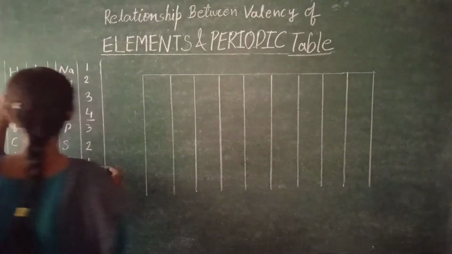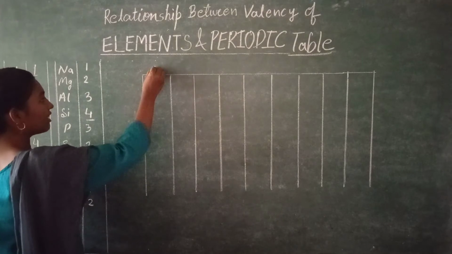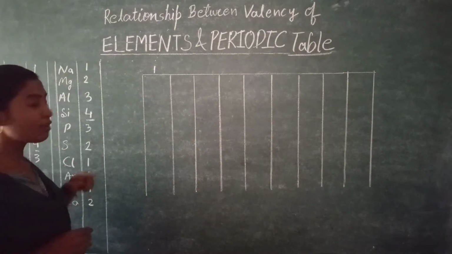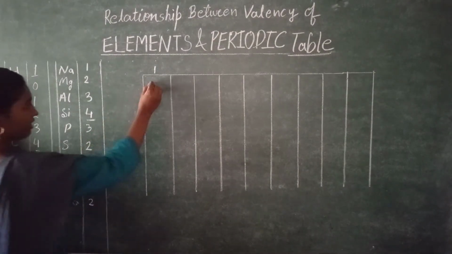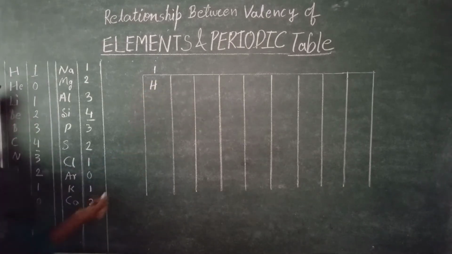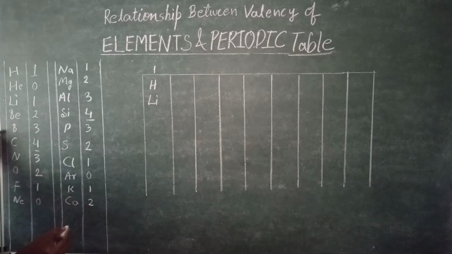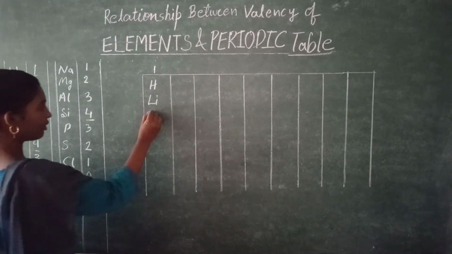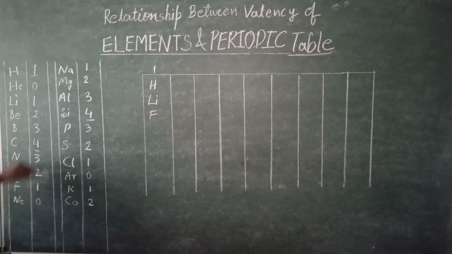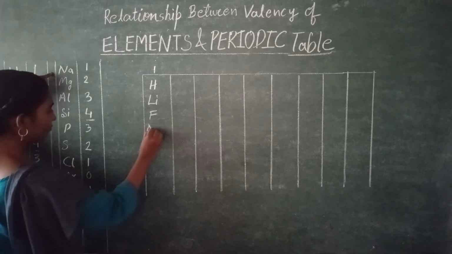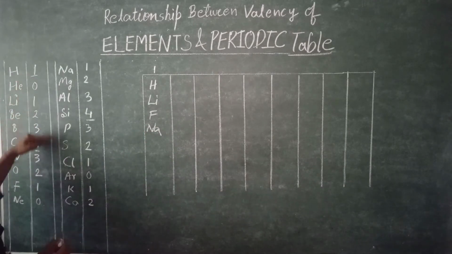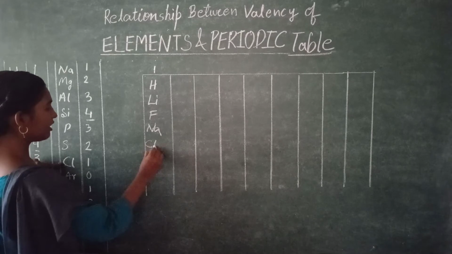So first I am keeping in this group the elements which have valency 1. Here hydrogen is having valency 1. Next, look, lithium. Lithium is having valency 1. Next here, valency 1, fluorine. Fluorine is having valency 1. Then here sodium, valency 1. Then here chlorine, valency 1.